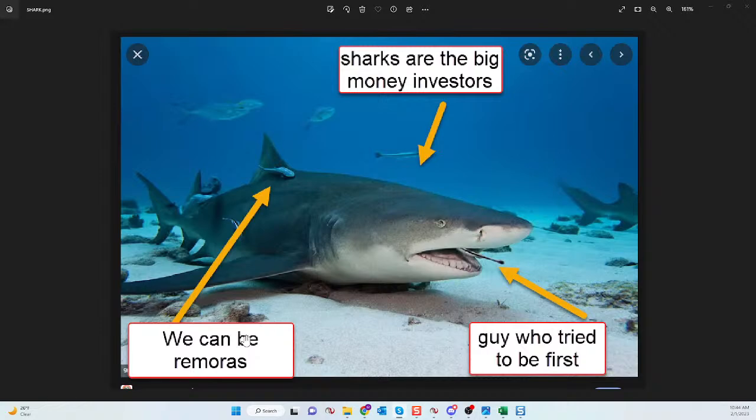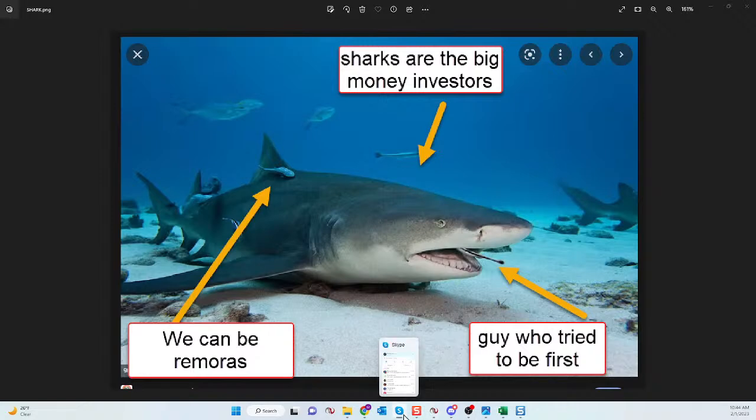As a Nexgen user, you can be a remora. Everybody familiar with the remora? All they do is they follow the sharks around. They let the sharks do the work, and then they just take advantage of all that hard work, taking little pieces of what they've created. Guys, this is what we do as Nexgen users.